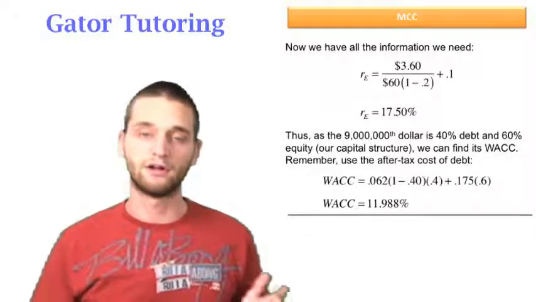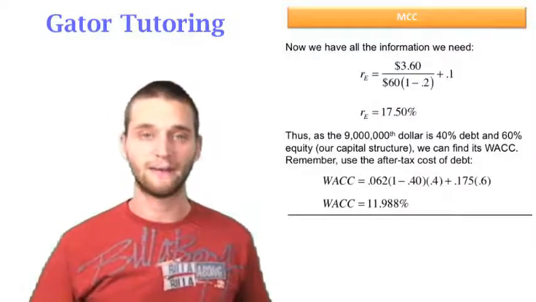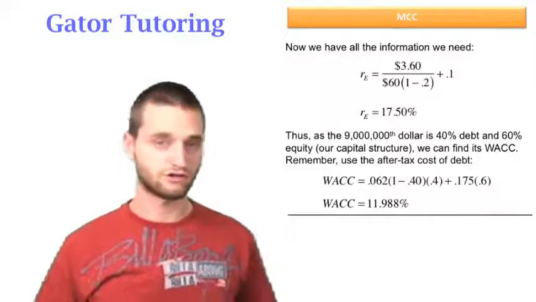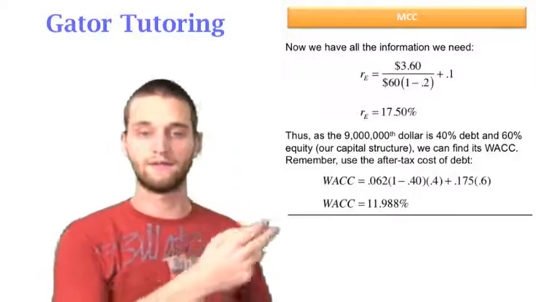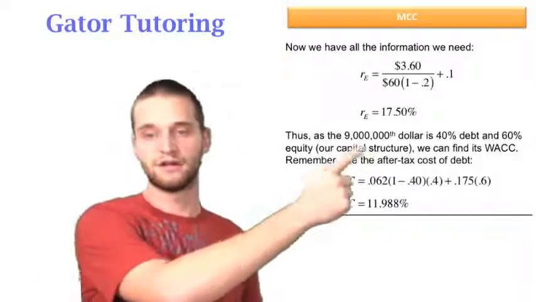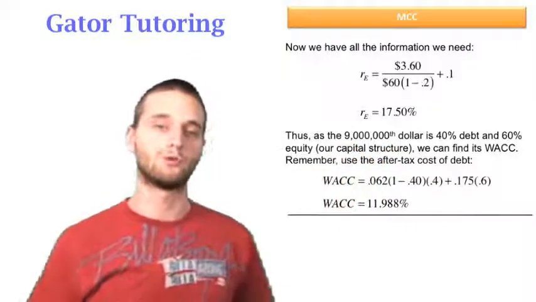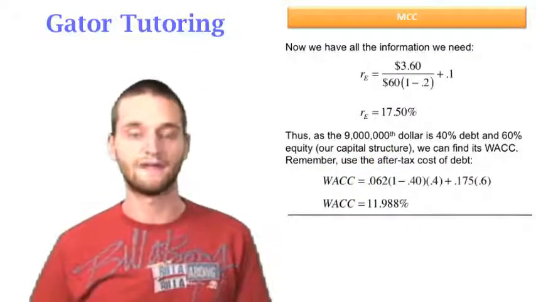And we can also say that this is the marginal cost of capital. This is the cost of raising an additional dollar if we're in this area of $9 million. That's the cost of raising one more dollar when we're around that area. And that's the answer to the question.